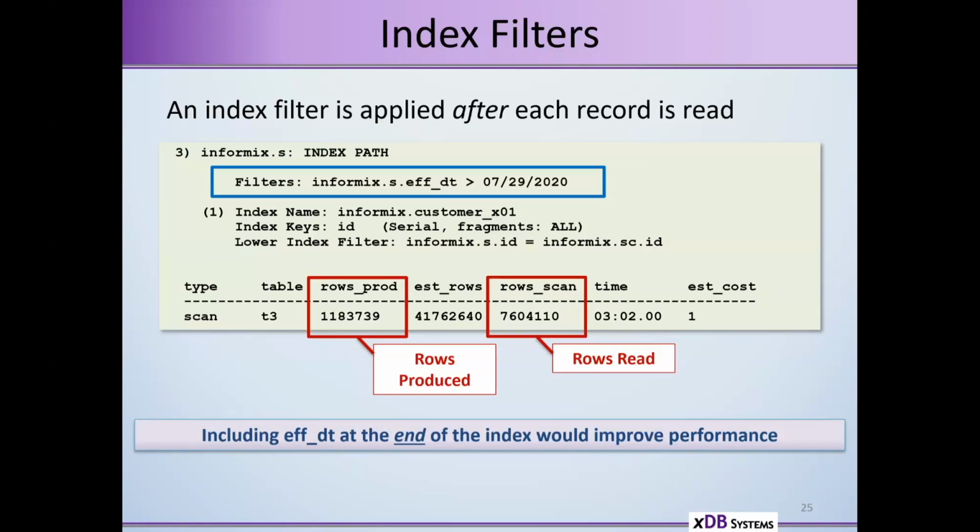Now, I'm suggesting putting effective date at the end of the index. And why is this? It's because it's an inequality. We're saying the effective date is greater than a certain value. So if we do not put this at the end of the index, we won't get the most efficient read, because here we want to go in by the ID value, and then, because of this inequality, this greater than, we just want to read all the index pages after that value.